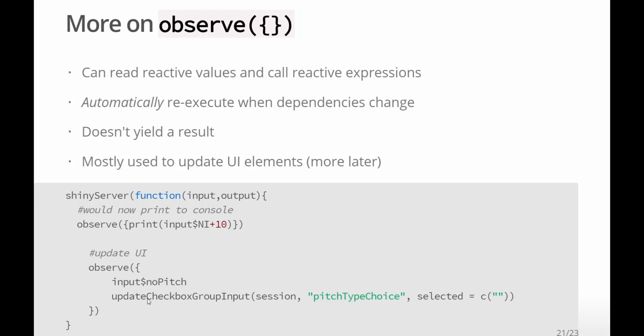So every one of our input widgets comes with an update function that you can use. So here, this is an update of a checkbox group input. And so anytime that no pitch gets changed, that object in my UI gets changed, this code is going to reevaluate and it's going to update my checkbox group. So again, that's usually where this observe is utilized, and we need it here because we are referencing something that involves that input.